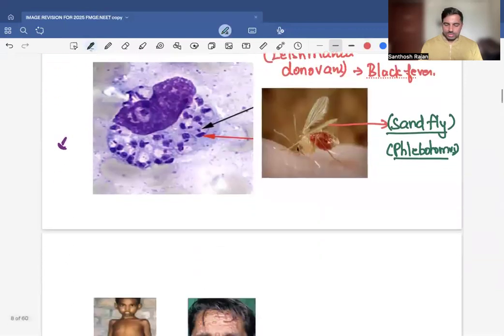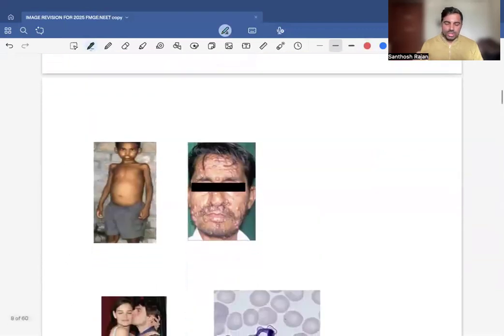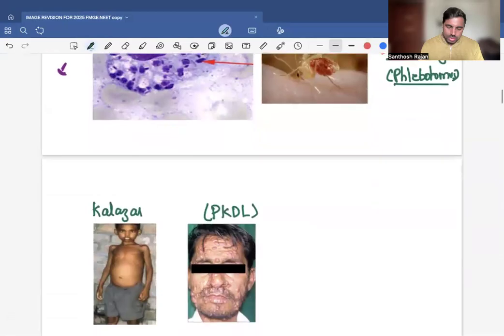Now this is a typical picture of your Kala Azar. How does Kala Azar look? This is post Kala Azar dermal leishmaniasis. This is after treatment or during the treatment course. What you get will be discussed clearly in your medicine; they will talk about treatment and everything. That's all, so we are done with this one.